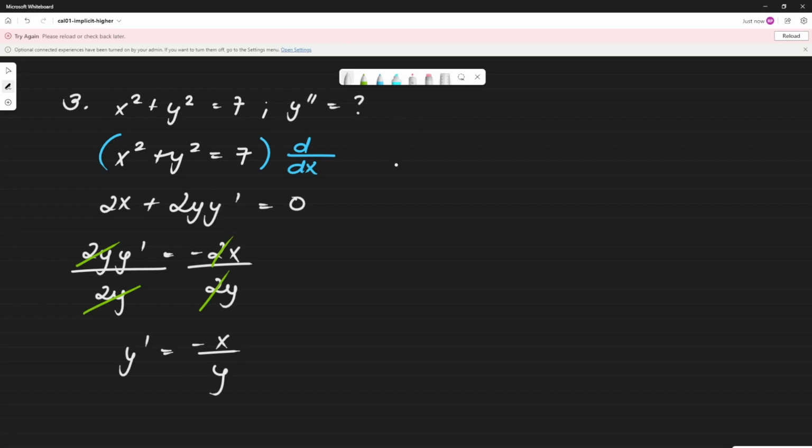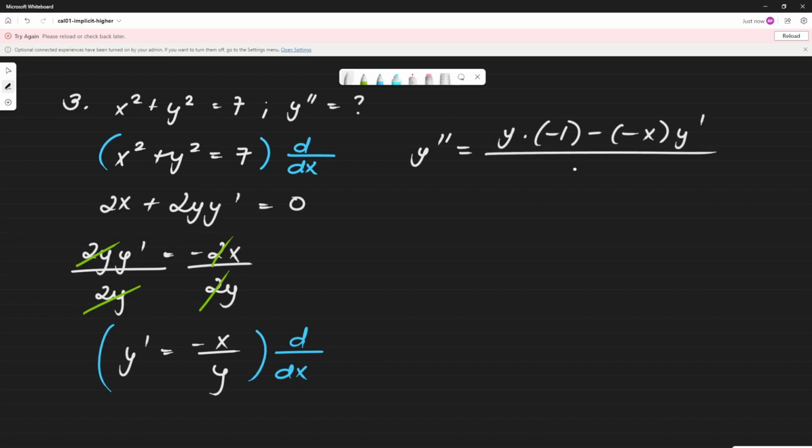Then, we'll have y double prime. So, let's get the derivative. So, we have y double prime is equal to, so what do we have here? Of course, that is negative x. What is our y? That is v. So, we have vu prime, so we have negative 1, minus uv prime, so we have times negative x times y prime, all over v squared. So, that is y squared. So, we will have negative y plus xy prime over y squared. So, this is y double prime.